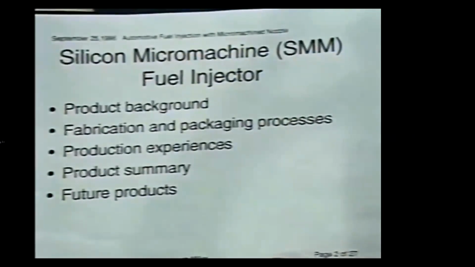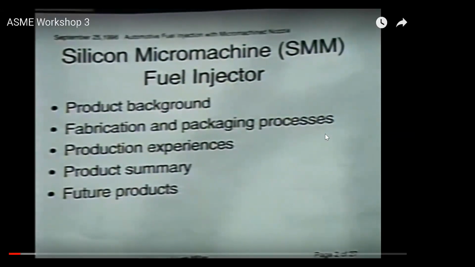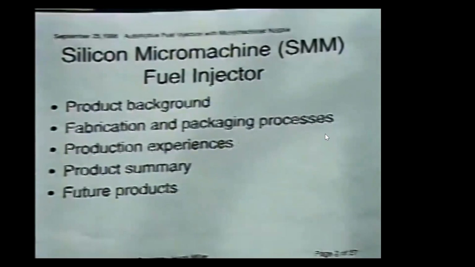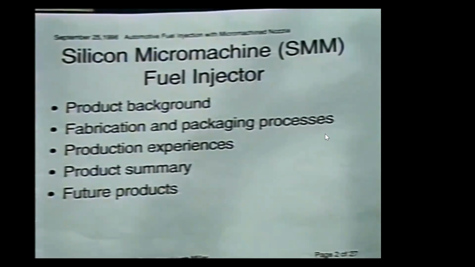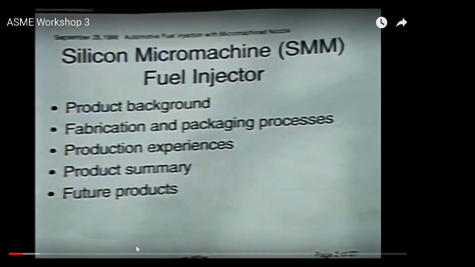Our silicon micro machine fuel injector is called SMM. This SMM was produced at another Ford plant, the injector itself at EFHD. We're going to go into the product background of this fuel injector, how both the silicon micro machine nozzle and the attaching components in the assembly of the valve body were made. We'll talk about some of the experiences in assembling and utilizing these components. There's also a product summary that we'll review, and some future products that we'll discuss briefly.